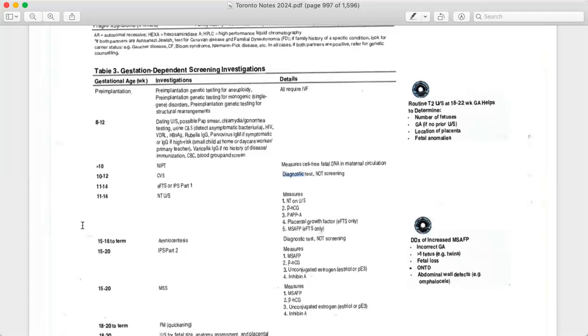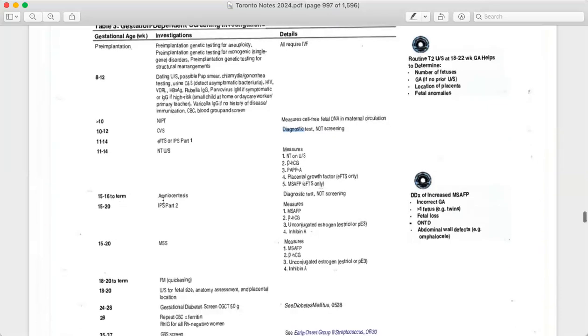Now coming to the 11 to 14 week FTS and nuchal translucency ultrasound. These are the measures: you do nuchal translucency ultrasound, beta HCG, PAPP-A, and then placental growth factor and MSA. But these are the screening tests. Only the diagnostic tests are CVS and amniocentesis. So just remember these ones.